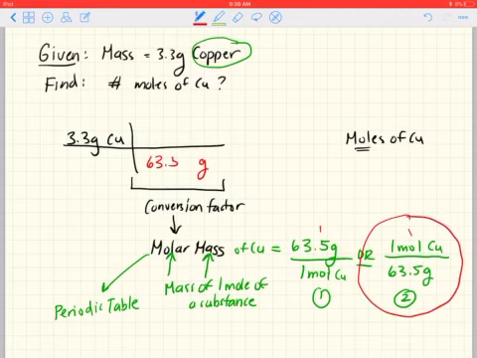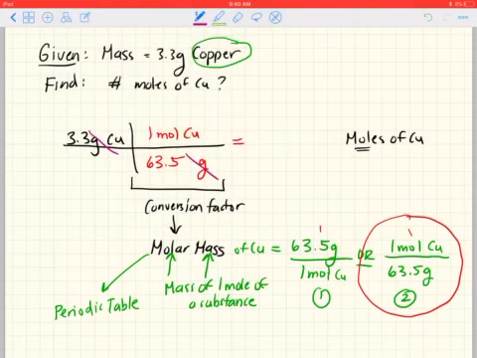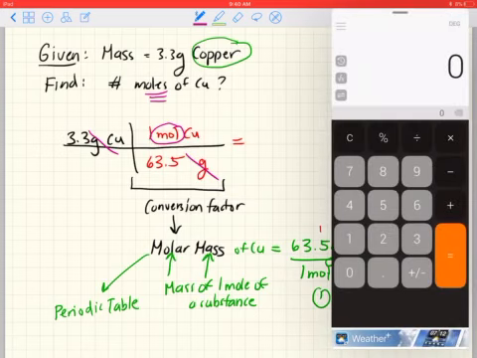So 63.5 grams on the bottom, 1 mole of copper on the top. At this point, you can see how the units nicely cancel out. I'm left with moles, which is what I want to find. So at this point, I can plug this into my calculator.